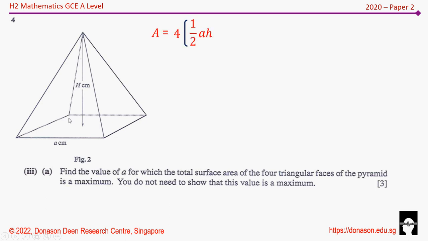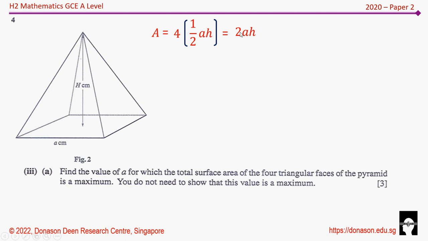So okay, what we have is four of the isosceles triangle. The base of the isosceles triangle is of course A, and the height, if you recall, was a small h. So half times base times height, that's the area of one of the slant faces. And since there are four of them to make up the complete four slant faces, I'm multiplying it by 4. The question says find the value of A for which the total surface area of the four triangular faces only. It does not include the base, only the four triangular faces, and that's the reason why I did not include the base.